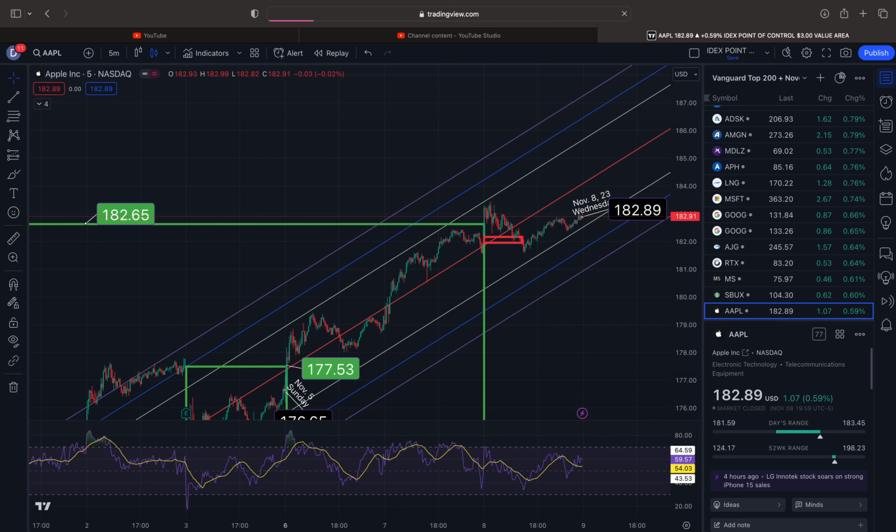This is Apple on the 5-minute time frame. I'm going to give you price targets for Thursday. We ended the day at $182.89, up just more than 0.5%. The day's low, 181.59. The day's high, 183.45. This is where we landed.